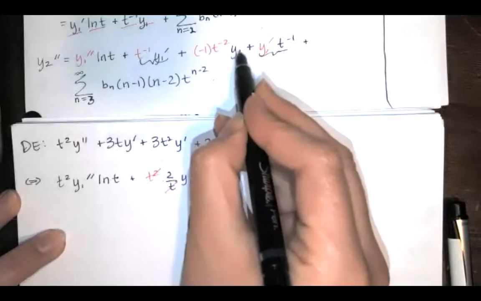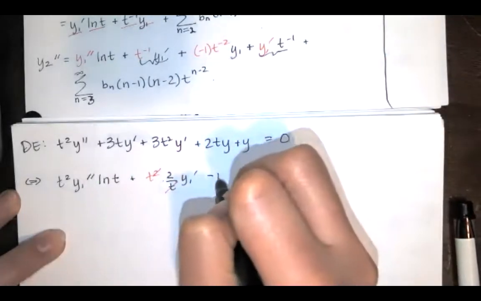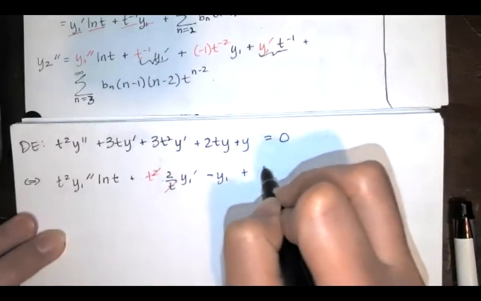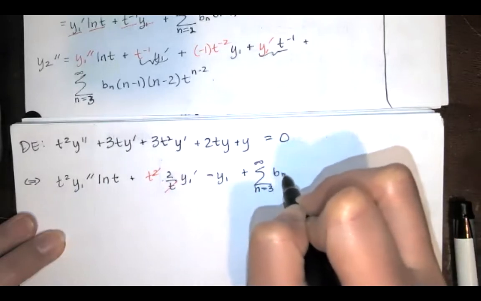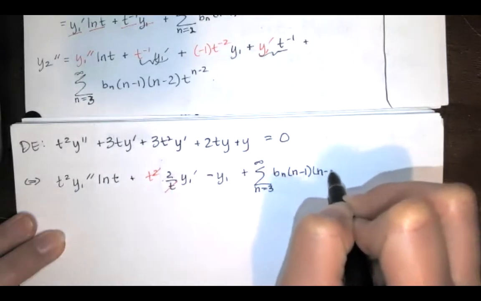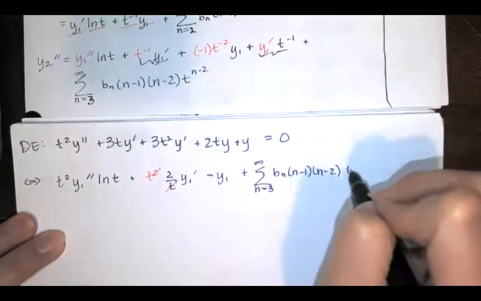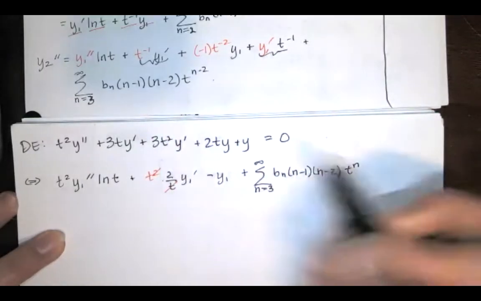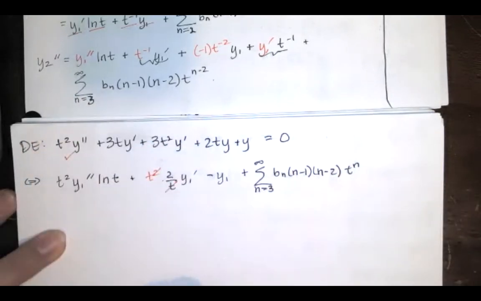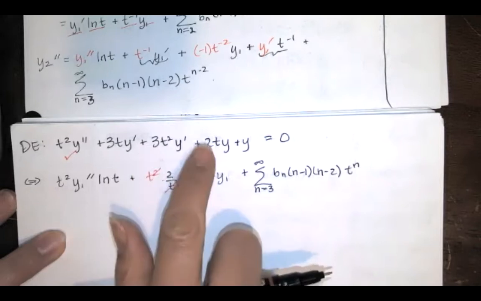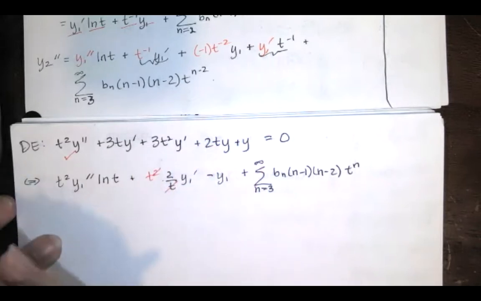And then if I multiply this one by t squared, I've got a t squared in the denominator, a t squared in the numerator. So I'll just end up with a negative y sub 1. And then this times t squared, it's just the sum as n goes from 3 to infinity of b sub n times n minus 1 times n minus 2. And this times t squared is just going to give me a t to the n. So that is my first expression right there. And I've got to do this 1, 2, 3, 4 more times.